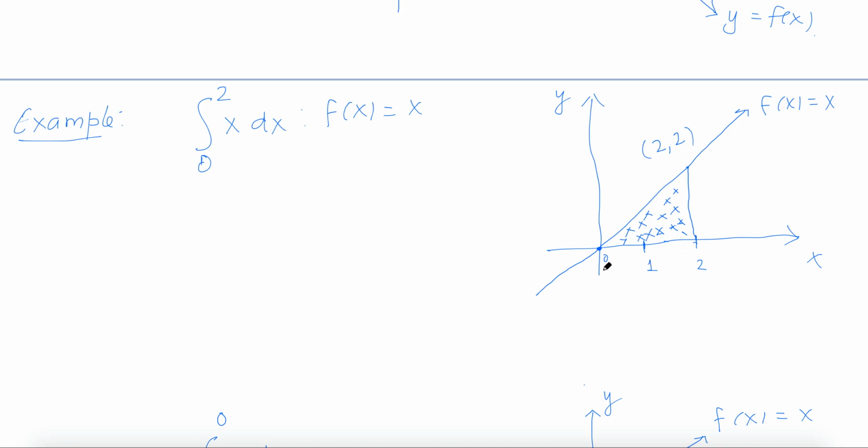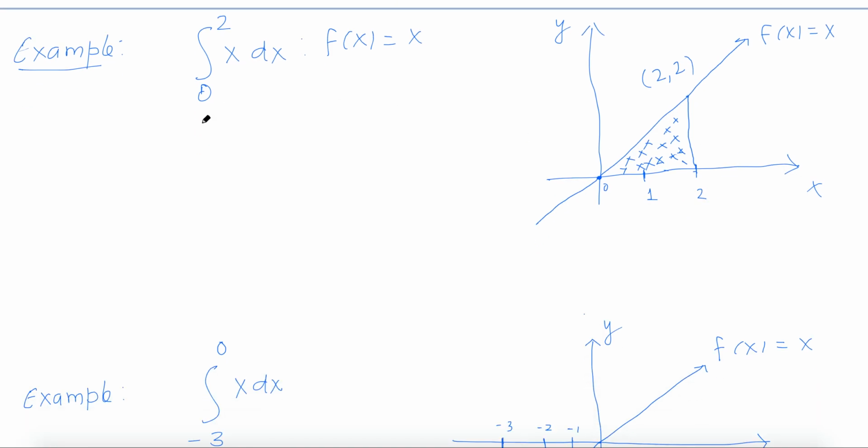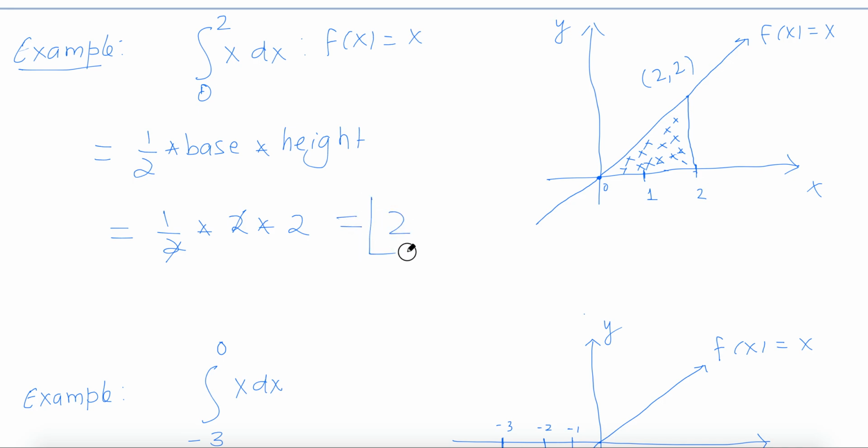Just remember, it is a coincidence that this base is 2 and also the height is 2, but it's not necessary that base and height will be the same. Most of the time they will be different. So what is the area of the triangle? That is 1/2 times base times height. So this is 1/2 times base 2 times height 2. Since they are multiplied, you can cancel the 2 and 2, so you have just 2. Okay, what about this?